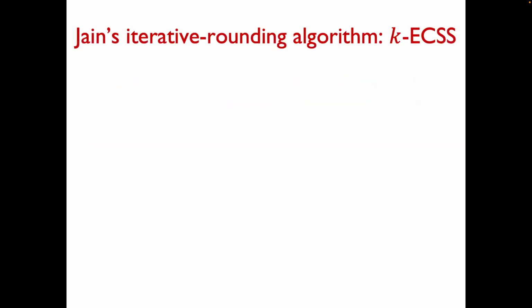Okay, and to do that, I want to start with Jain's iterative rounding algorithm. So Jain, in some seminal work, gave a way of showing how to use LPs for much more general problems, the survivable network design problem, where you can have different connectivity requirements between pairs of nodes. I'm just going to specialize that for the KH connected spanning subgraph problem. So what is Jain's algorithm?